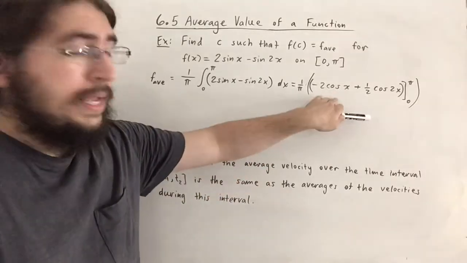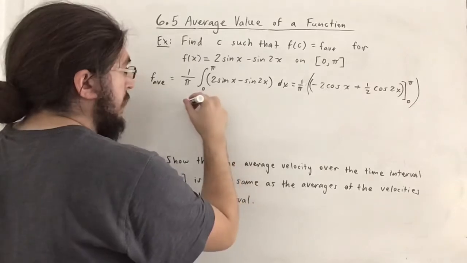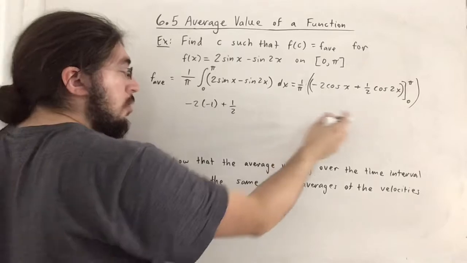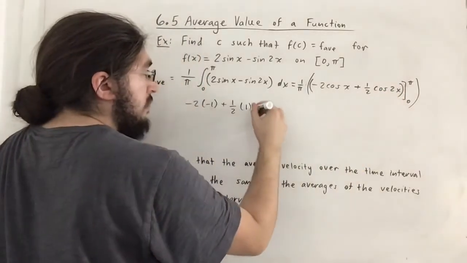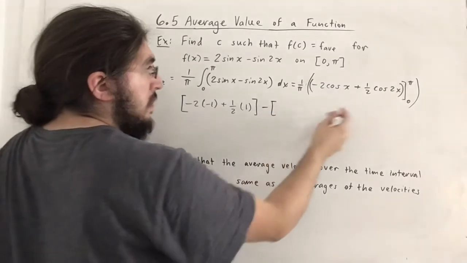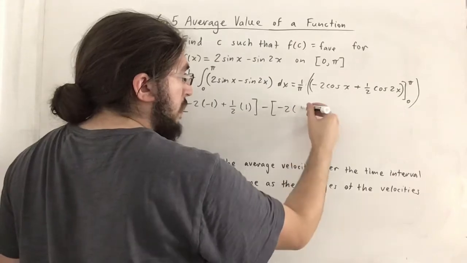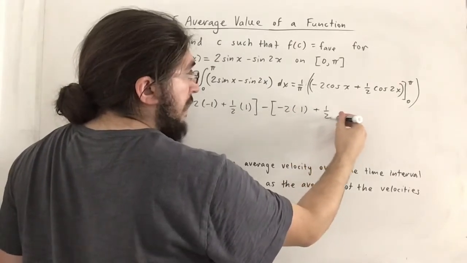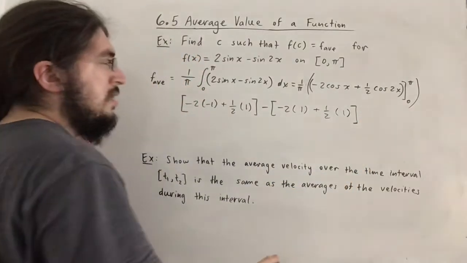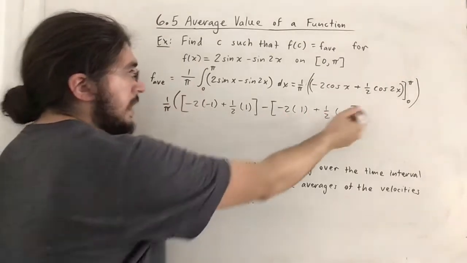When we plug in pi, cosine of pi is -1. So we're going to get, let's see, that's going to be -2 times -1 plus 1/2 times cosine of 2 pi is +1. That's the first evaluation. Minus the second evaluation, -2 times cosine of 0. Cosine of 0 is actually +1. Plus 1/2 times cosine of 2 times 0, which is still cosine of 0, which is still +1. So that's kind of interesting. And notice we're still multiplying by 1 over pi on the outside.